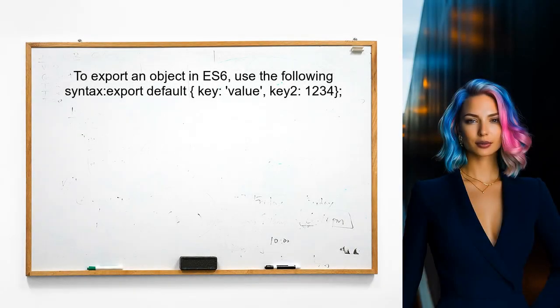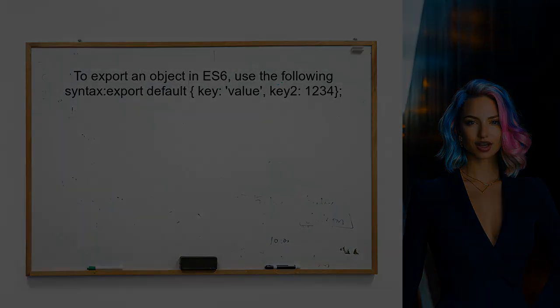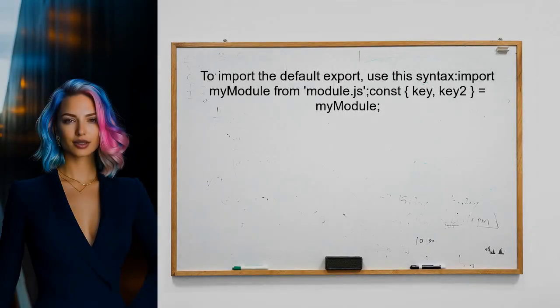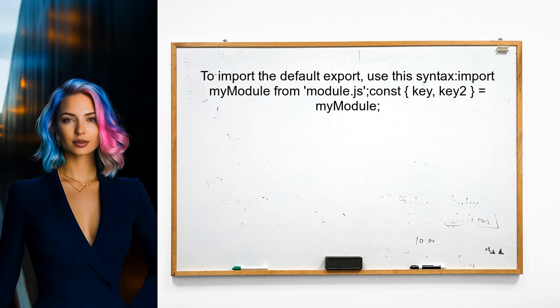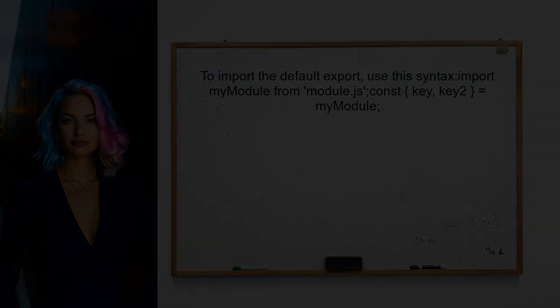To export an object in ES6, the user can use the export default syntax. This allows the user to export a single object as the default export from a module. However, to import specific properties from this default export, the user needs to adjust the import statement. Instead of using curly braces, they should import the entire default export.